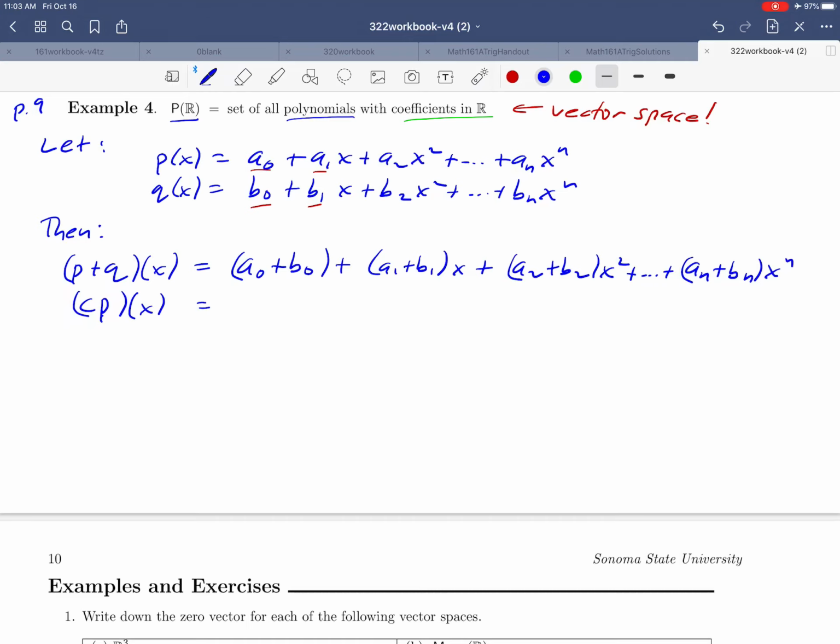Well, it's natural just to define that by taking c and multiplying it through all of the coefficients of p of x. So we get ca0 plus ca1 x plus ca2 x squared and so on, until we get to can x to the n. And again, to formally verify that this is a vector space, we could check that with these definitions of addition and scalar multiplication, all eight of our vector space properties are satisfied.